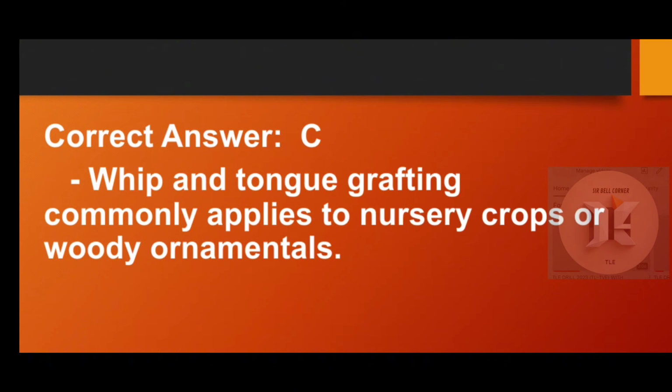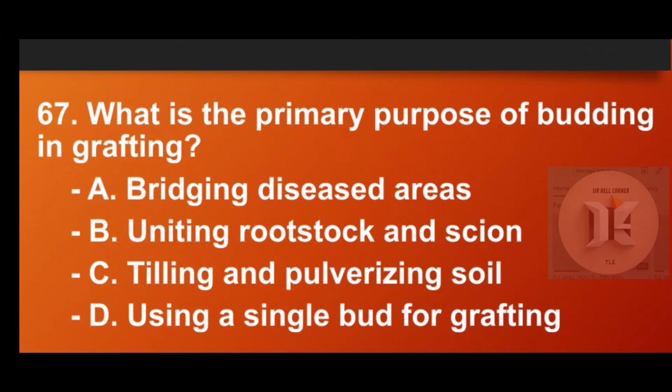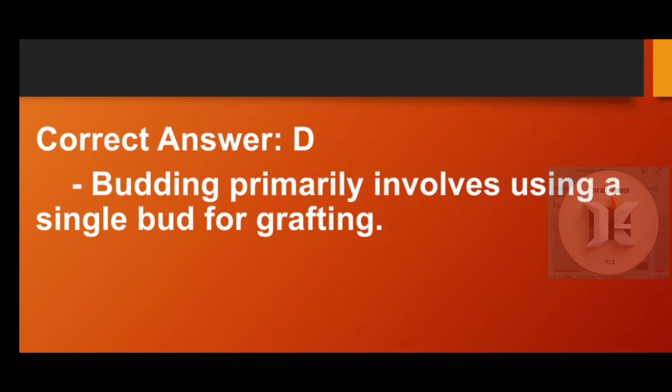Correct answer. C. Whip and tongue grafting commonly applies to nursery crops or woody ornamentals. 67. What is the primary purpose of budding and grafting? A. Bridging diseased areas. B. Uniting rootstock and scion. C. Tilling and pulverizing soil. D. Using a single bud for grafting. Correct answer. D. Budding primarily involves using a single bud for grafting.